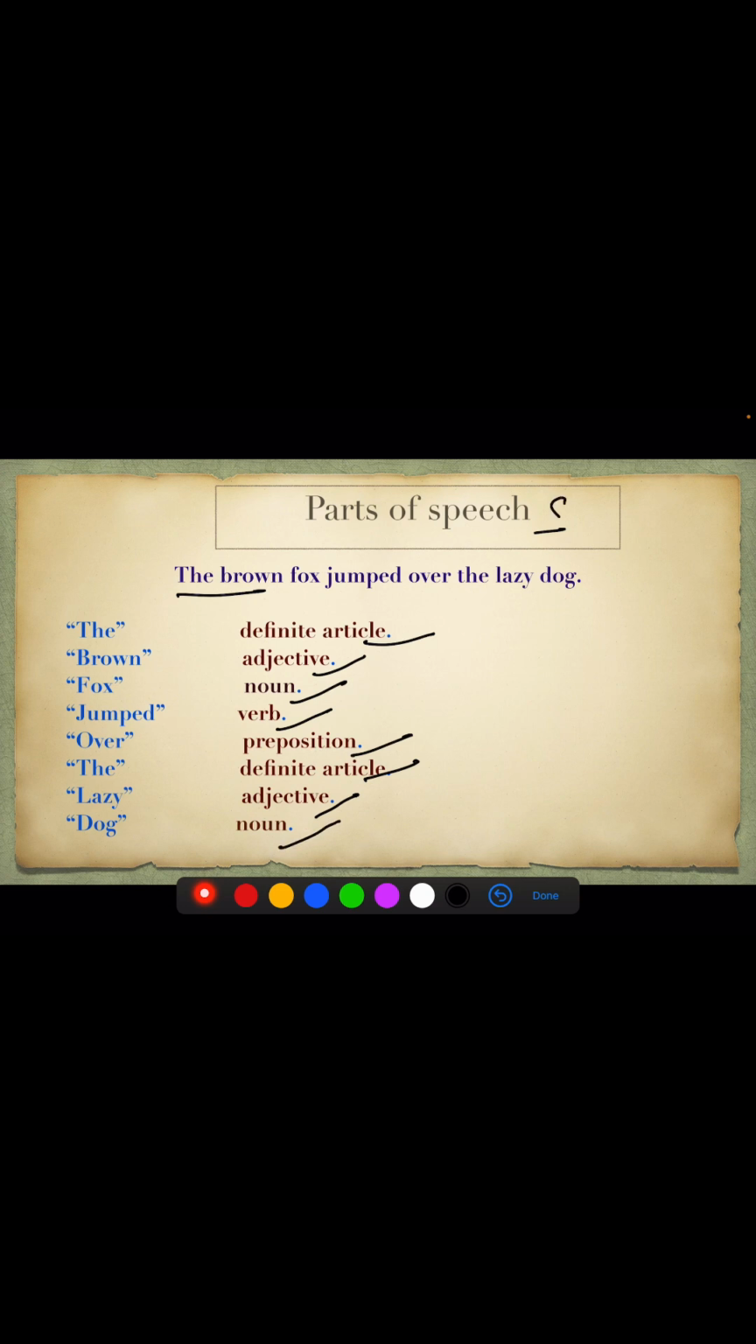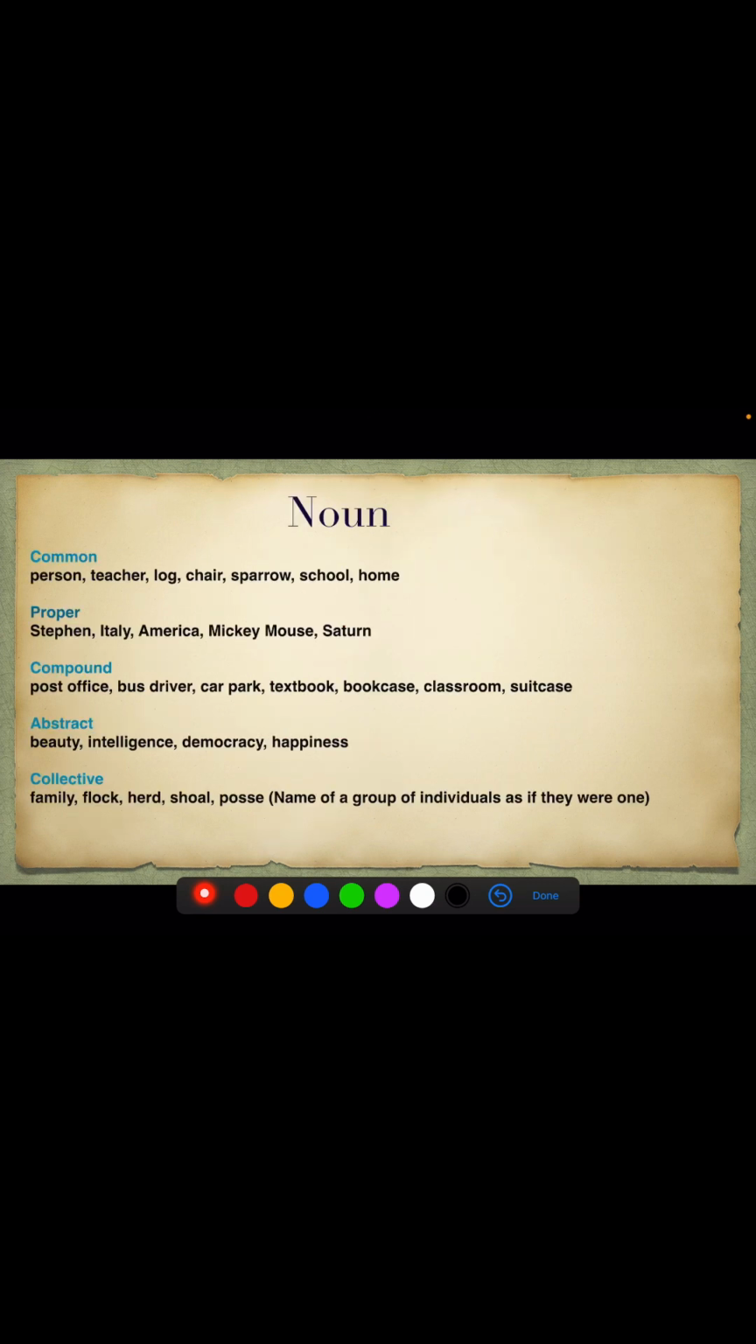So there are 8 primary parts of speech that we will discuss in this video. First we will discuss the noun. What is a noun? A noun names people, animals, places, things, qualities, states. And there are 5 types of noun: common, proper, compound, abstract and collective.